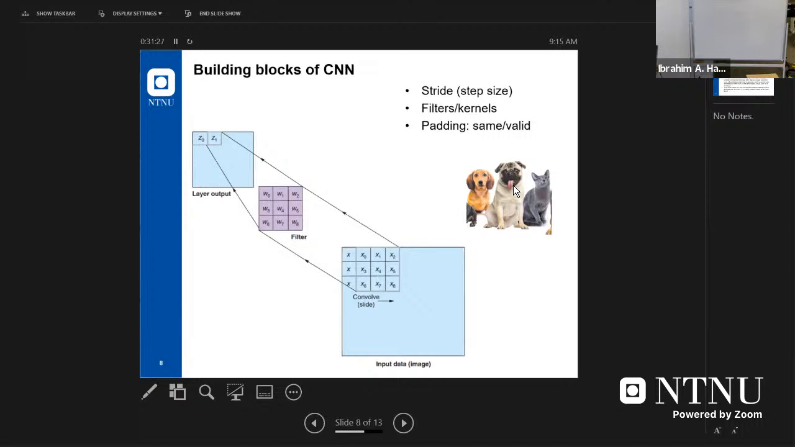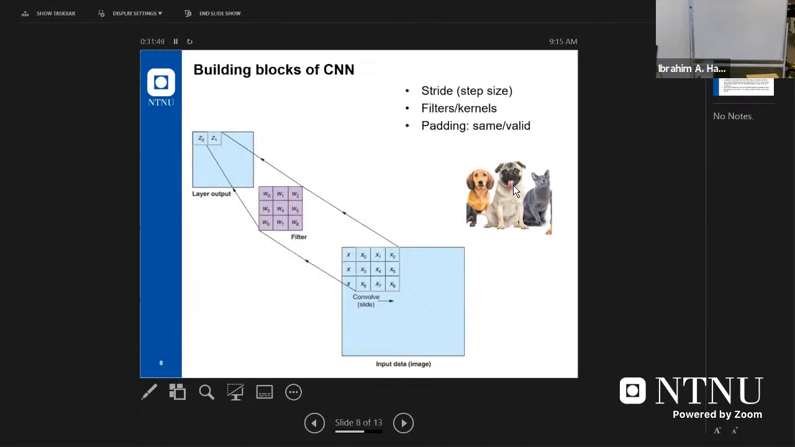So in this approach, we just convolve and move with one step. The step we call stride, so we need to define the stride, the step size, for the kernel size or filter size, for example. And the padding: do we need to have padding or not? It could be same and it could be valid, for example. Valid means we don't have any padding.